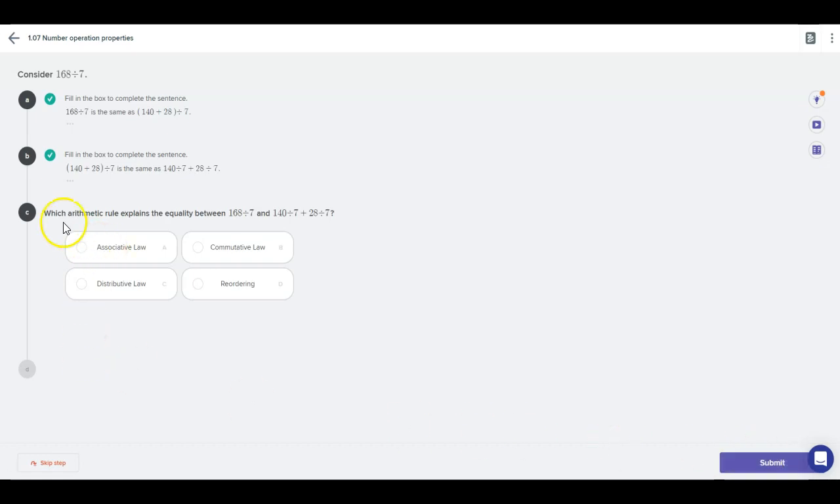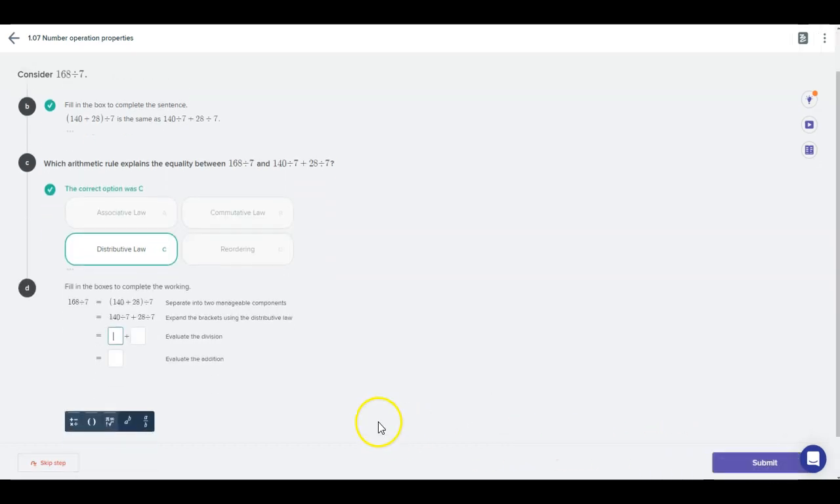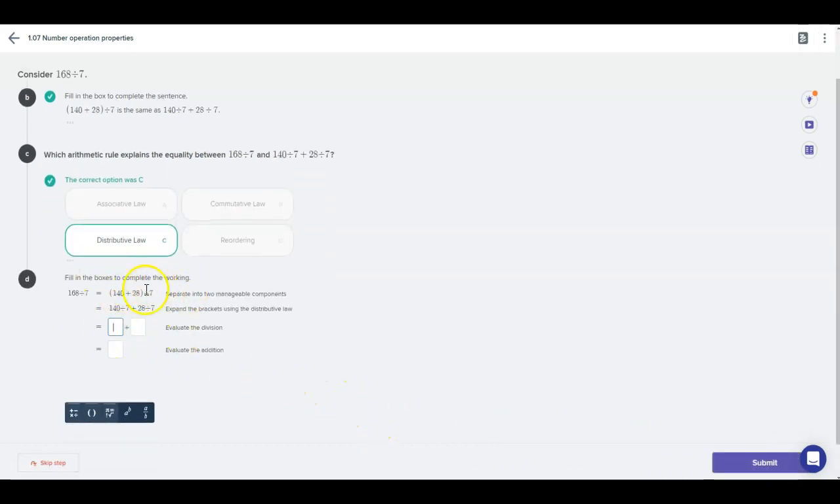So lo and behold, it's actually asking us which law we used to get the answer before. And I've said it about a dozen times, it was a distributive law. So let's submit that option. And finally, it wants us to solve it.